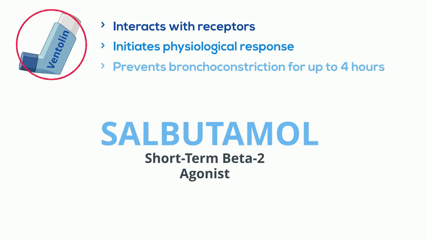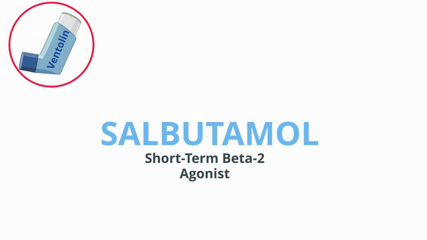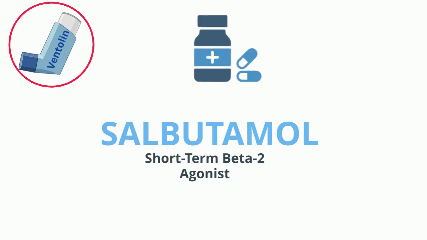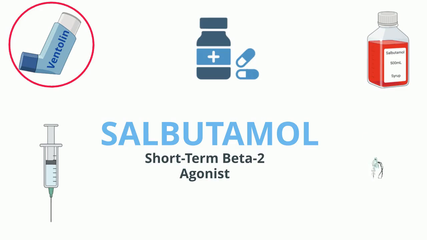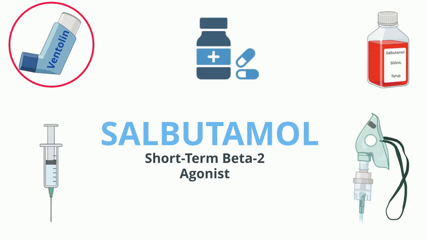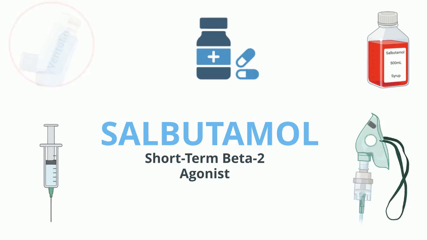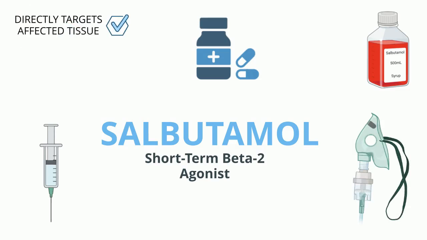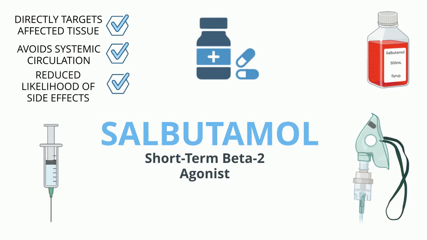It is most commonly administered via a small, handheld inhaler, but can occasionally be administered as a tablet, syrup, intravenously, or through a nebulizer. However, the most effective means of administering this medication is via inhalation, as it directly targets the affected tissue and does not go into systemic circulation, reducing possible side effects.